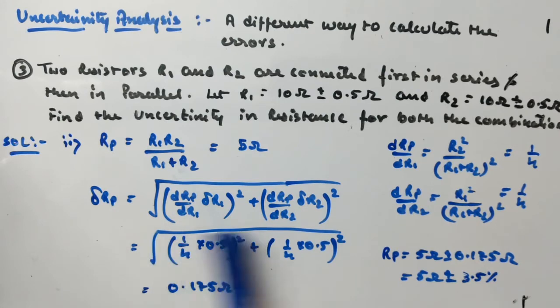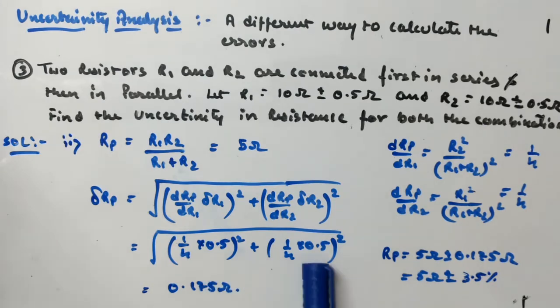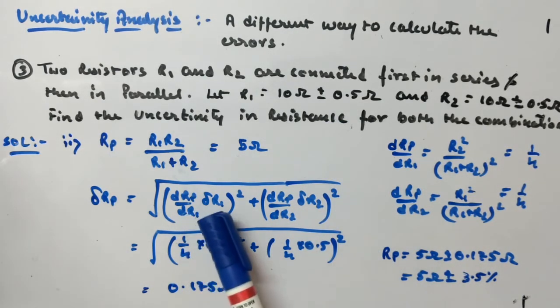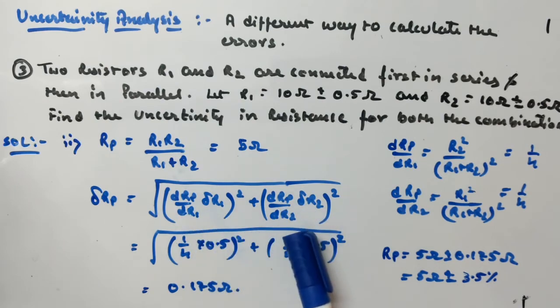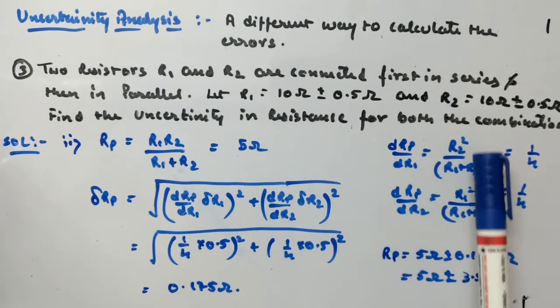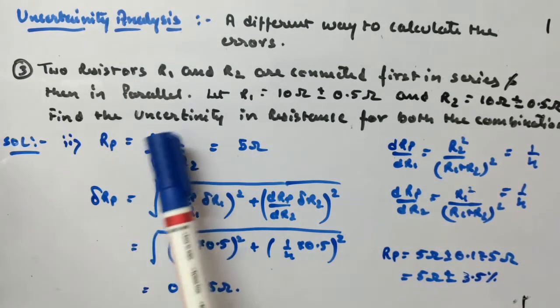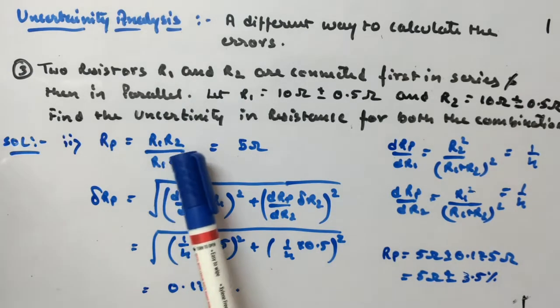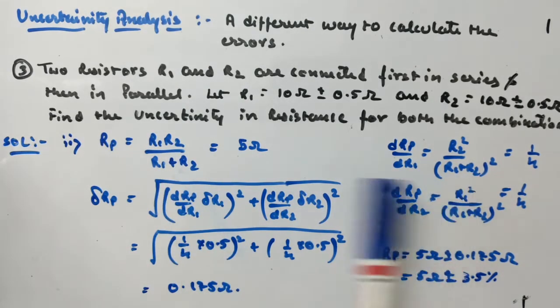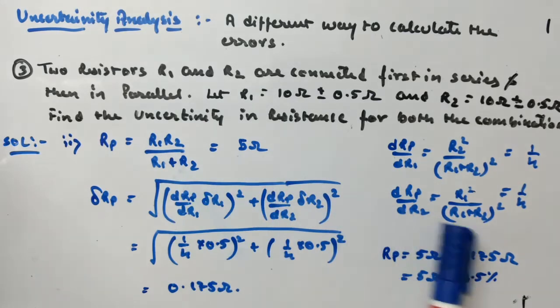That will come out to be under root of 1 by 4 into 0.5 whole square plus 1 by 4 into 0.5 whole square. 0.5 is given and 1 by 4 is dRp divided by dR1 and dRp divided by dR2, which will be R2 square divided by R1 plus R2 whole square, and R1 square divided by R1 plus R2 whole square. Just differentiate partially with respect to R1 once, you will get this. With respect to R2, you will get this.